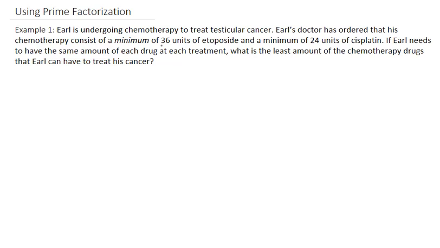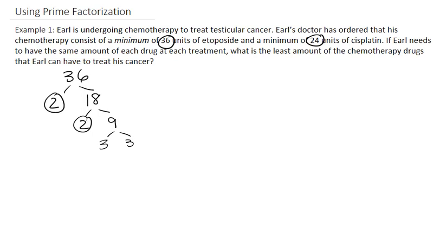So, what we will first do is find the prime factorization of each of the numbers. So 36 can be broken down into 2 and 18. Then 18 can be further broken out into 2 and 9. 9 can be divided by 3 and 3. And these will give us the prime factorization of 36, which is 2 to the second power, so we have 2 squared, times 3 to the second power.